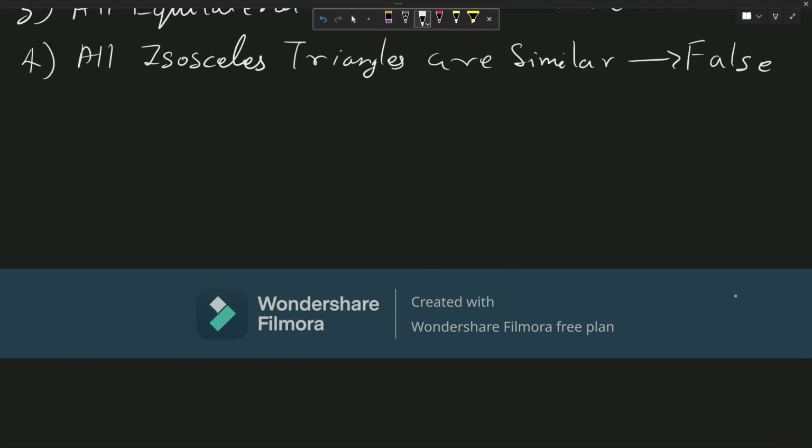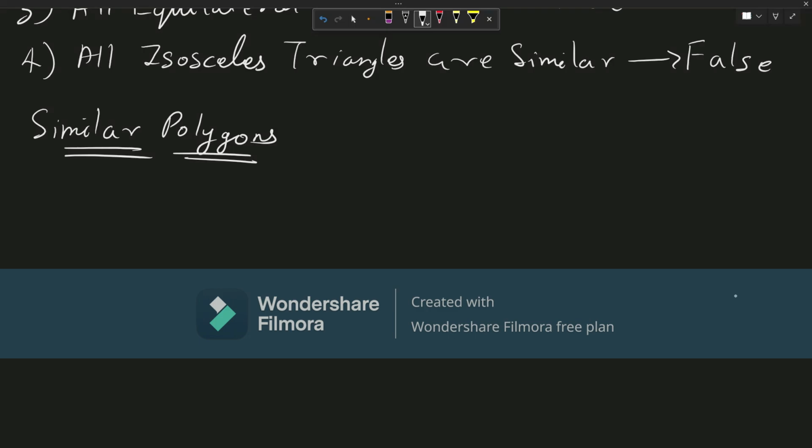Now let's talk about similar polygons. Similar polygons can be any shape: hexagonal, octagonal, nonagonal, or pentagonal. So these are the polygons.